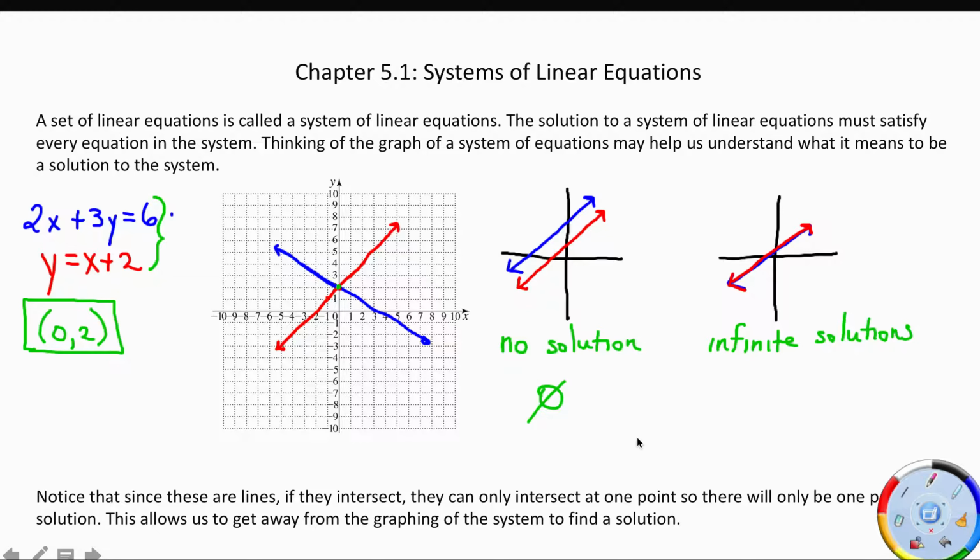Notice that since these are lines, that implies they're straight. If it's not straight, it's not a line, right? That means they can only intersect at one point, right? Two lines can only intersect at one point, meaning we can get away from graphing the systems to find a solution. The reason we started graphing was because we had these infinite solutions, right? But if I'm back to having one solution, I don't have to graph it.